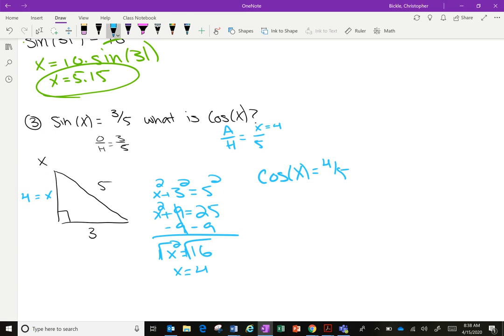If I would have asked for the tangent, we could have done the same thing. It's 3 over 4. It would have been opposite over adjacent. You need to realize that the sine of an angle is the ratio of two side lengths. So they actually gave you those side lengths there.